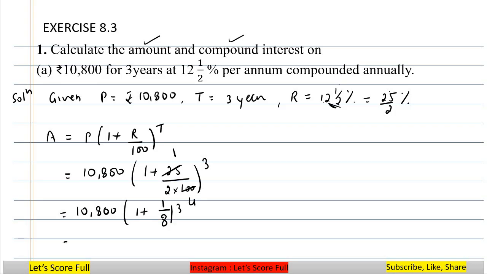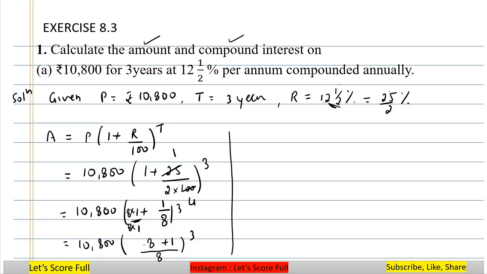Take the LCM. 10,800, here nothing is 1. To add fractions we need to take the LCM. So the LCM of 1 and 8 is 8. 1 into 8, make the denominator equal by multiplying it by 8. So 8 plus 1, raised to 3.